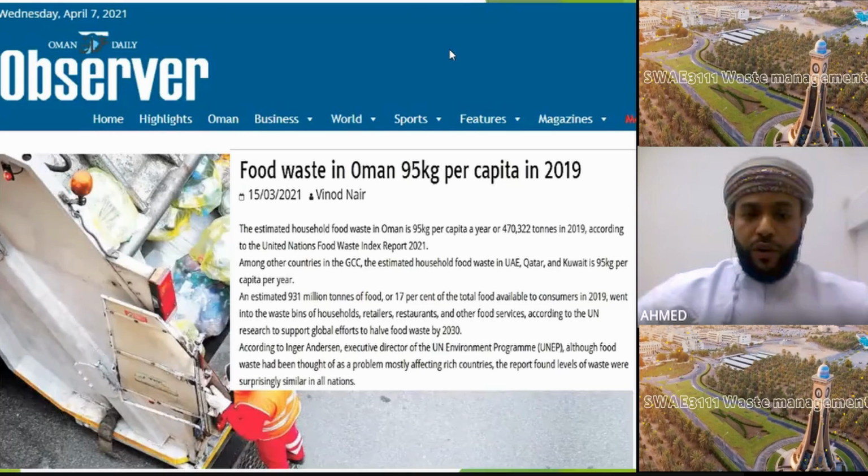According to the United Nations, the food waste alone was estimated in 2019 at 95 kg per capita, which is very high. And this estimation is almost the same even for our neighbor countries like UAE, Qatar, and Kuwait. This only comes from the food waste, which is recognized as organic waste.